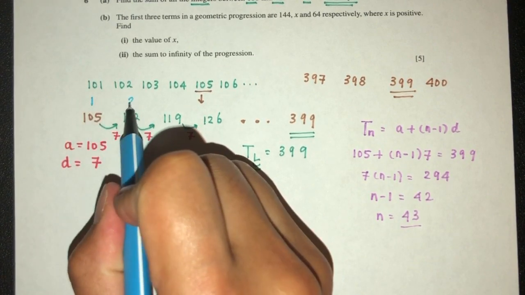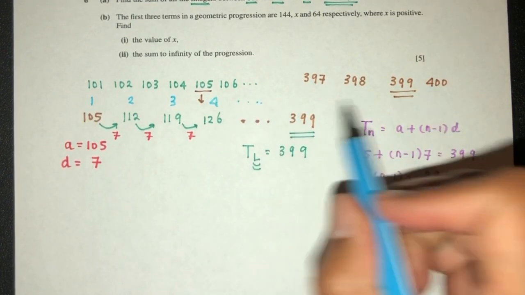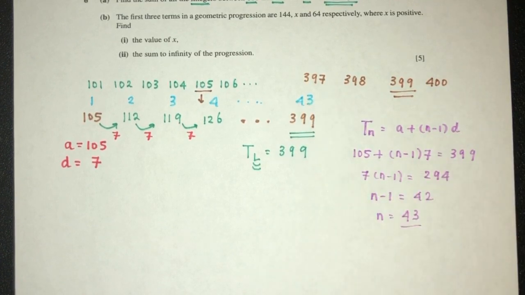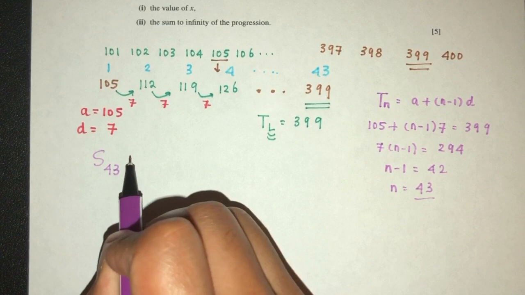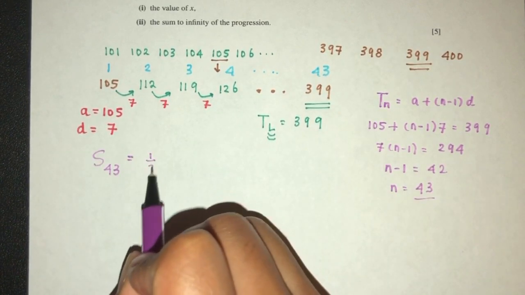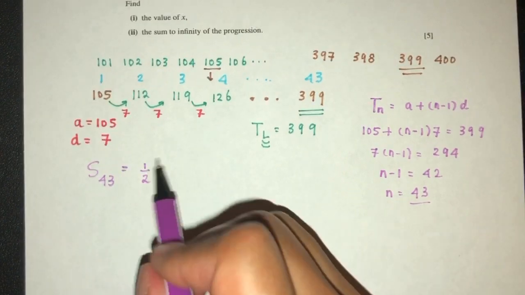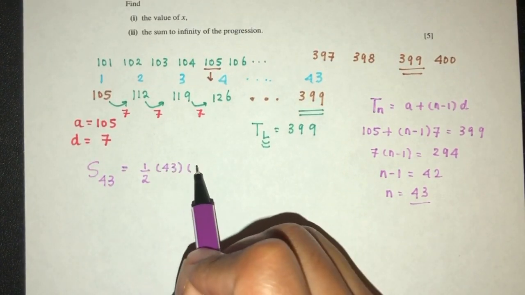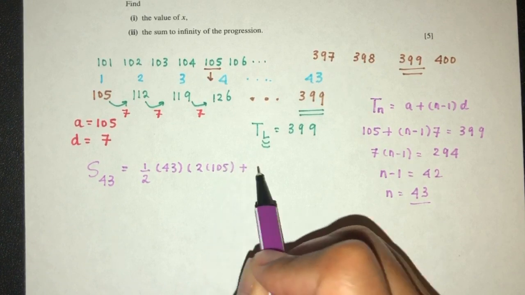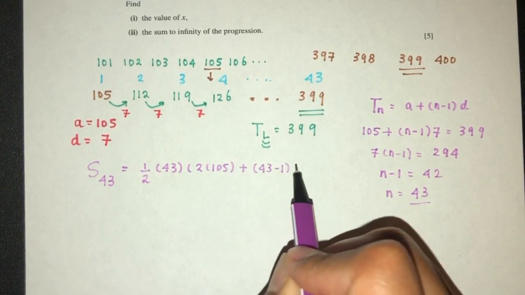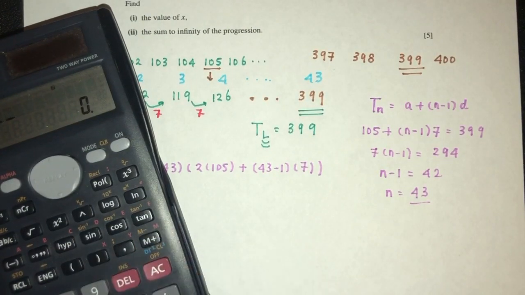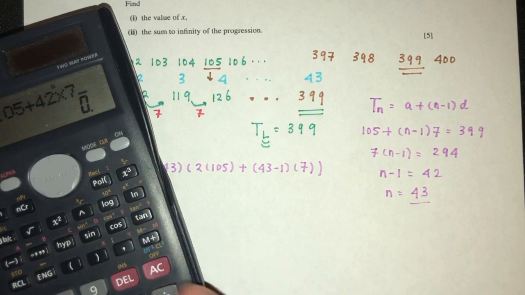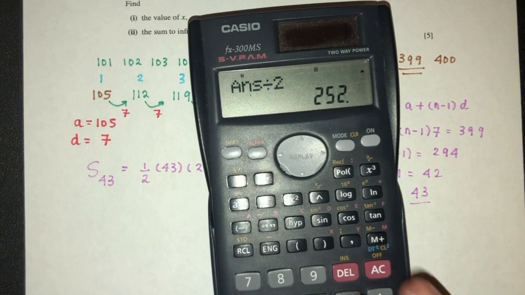So this is the first term, second term, third, fourth, until the 43rd term. But the question is not that. The question is we want to find the sum of all the integers in this list. So we want to find the sum of the first 43 terms in that progression. That will be half times 43, times 2a, 2 times 105, plus n minus 1, which is 43 minus 1, times d. Again, this is a formula given to you for the sum of the first n terms. 2 times 105 plus 42 times 7, divided by 2, times 43.